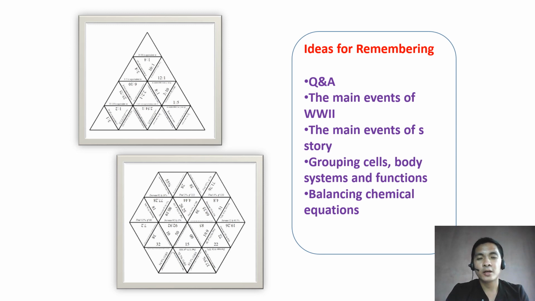It helps students remember ideas. What are the following assessment questions? All right, types of questions. The question and answer part, then the main events of World War II, the main events of the story, grouping cells, body systems, and functions for science, and balancing chemical equations for chemistry subjects.